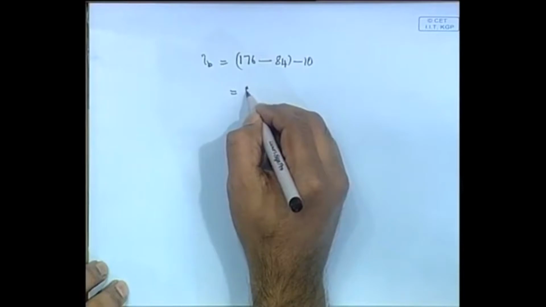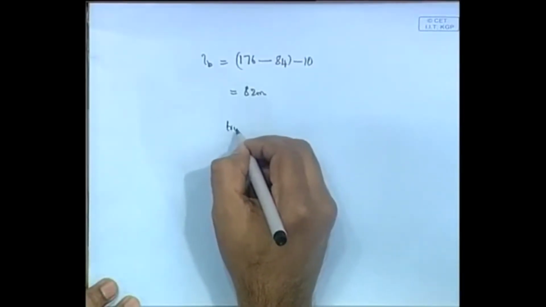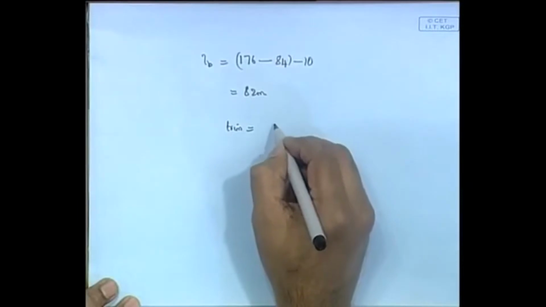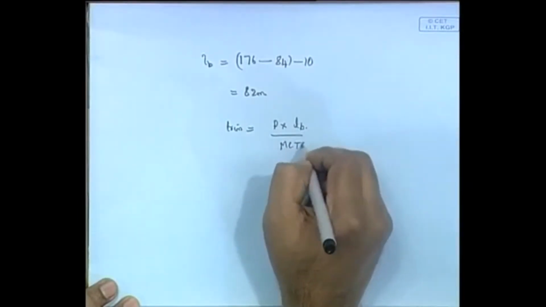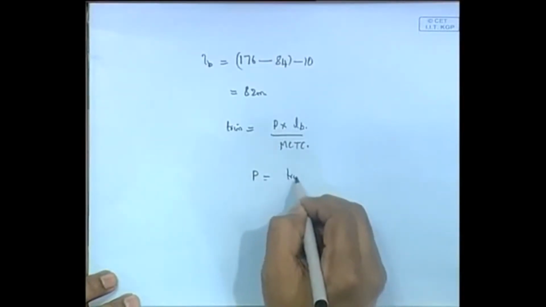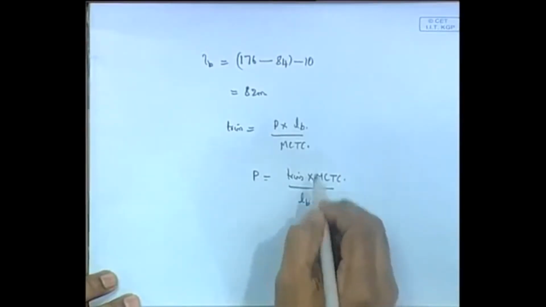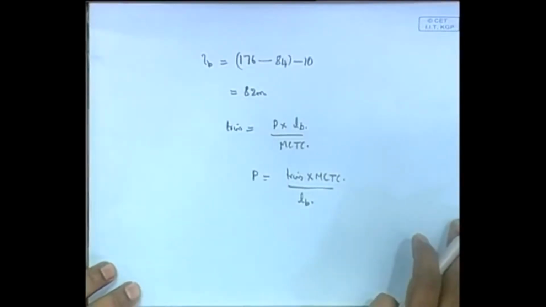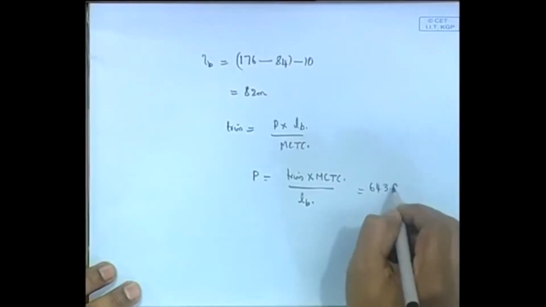This is equal to 82. Now, this is the distance between your center of flotation and the point where the ship hits. Therefore, your trim in this case becomes P into LB divided by MCTC. So you get P, which is equal to trim into MCTC divided by LB. You just do this and you will get P, it comes to 643.9 tons.